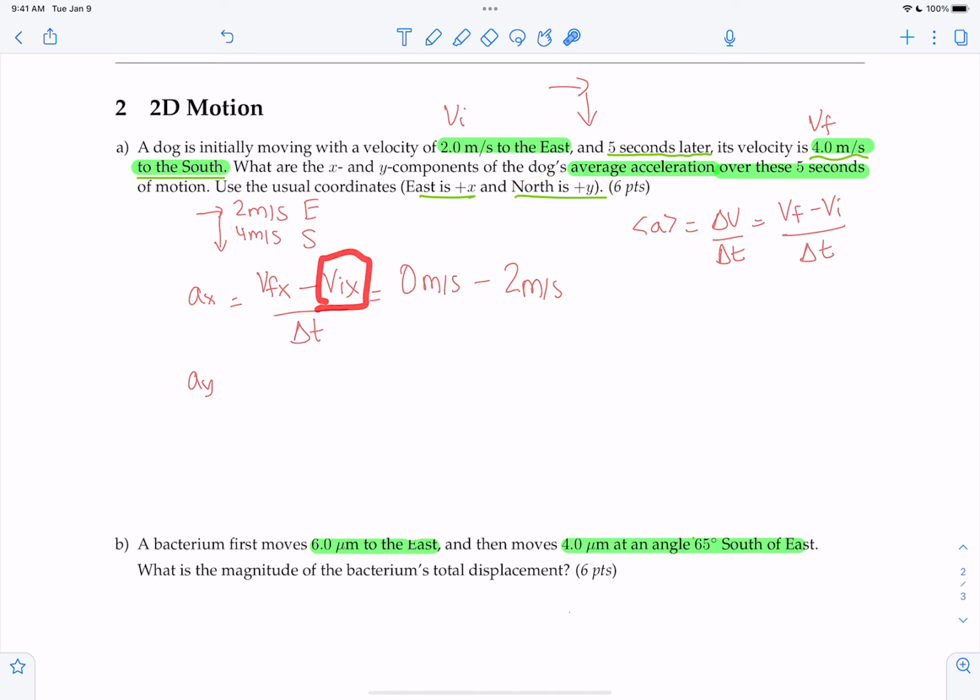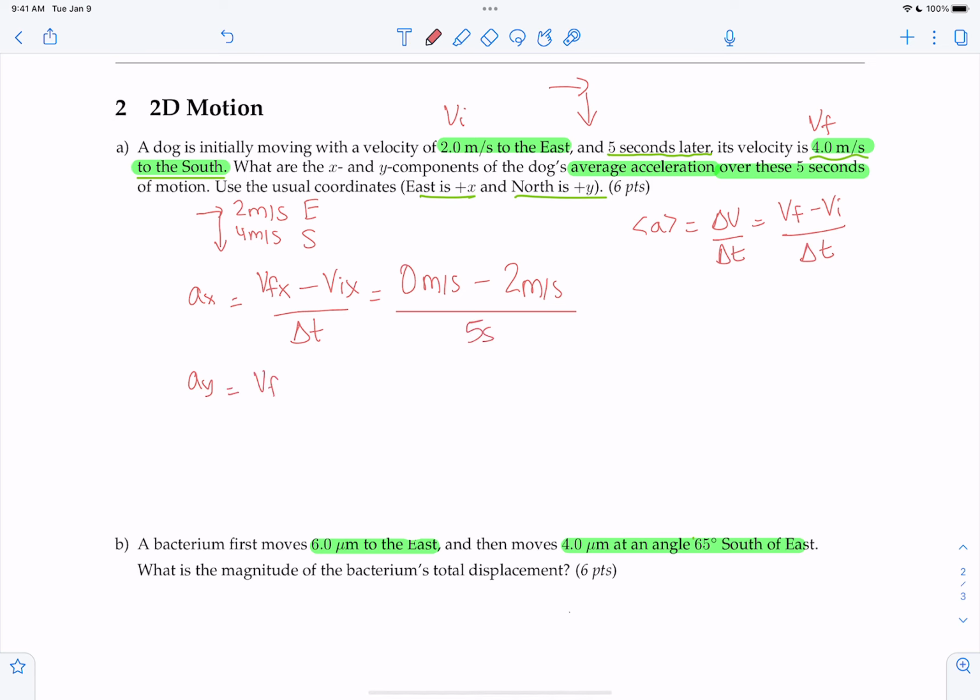So if that was 2 meters per second to the western direction, then this would actually be negative 2. So your setup would have to be 0 meters per second minus negative 2, so it would be plus 2 in the end. But since we're in the east direction, we keep this positive. So this is 0 meters per second minus 2 meters per second, over 5 seconds. So there's that setup.